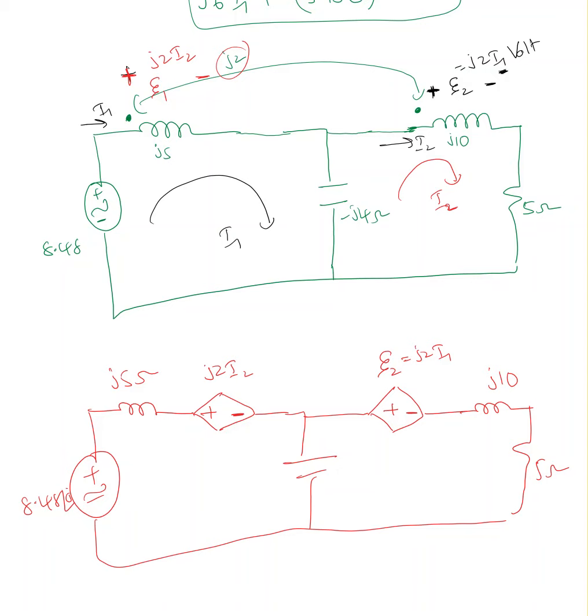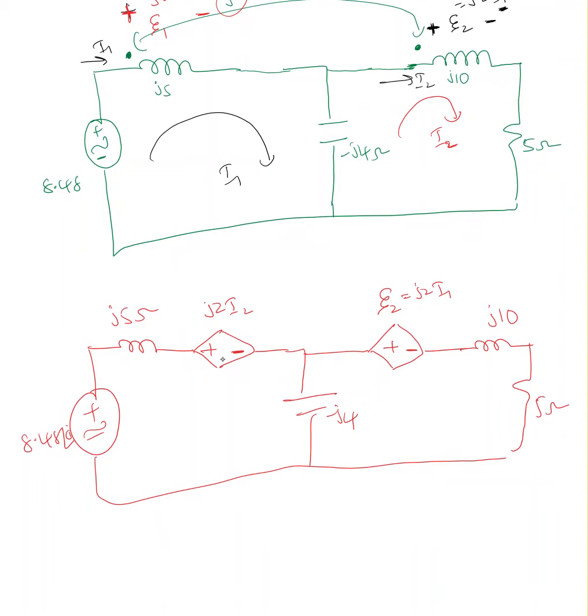That one is replaced by a dependent source. It doesn't matter where I put this dependent source. I can put it here, I can put it right here. It doesn't matter, both of them are the same. But make sure always the left hand side terminal is positive. Same thing here, I can put it there or I can put it here, but make sure the left hand side terminal is positive. Okay, so now it's easy for me to apply KVL.